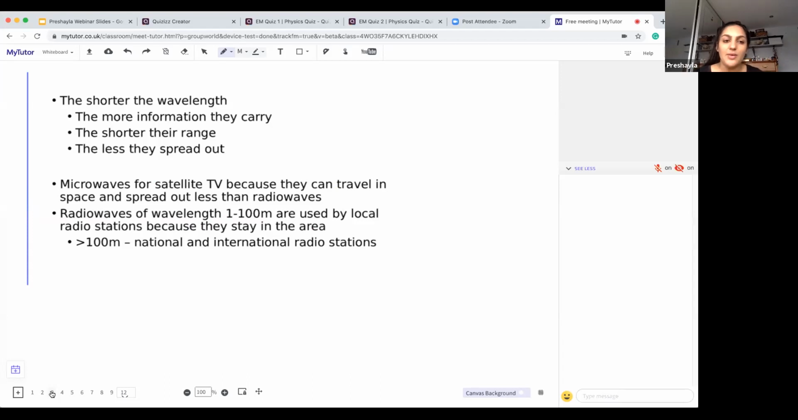So the shorter the wavelength, the more information we carry. As we know, microwaves have a shorter wavelength than radio waves, and therefore microwaves carry a lot more information than radio waves do. So for this reason, we use microwaves for satellite TV. They can also travel in space and spread out less than radio waves.